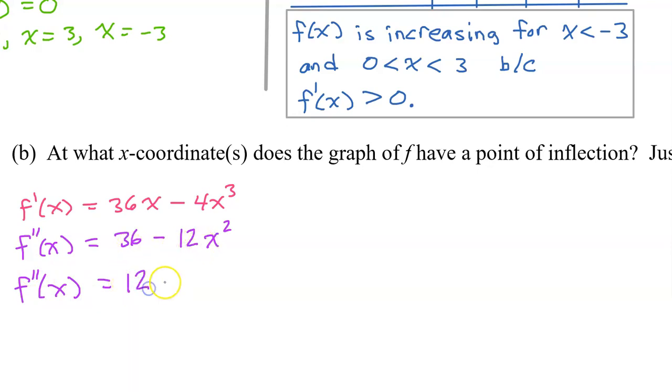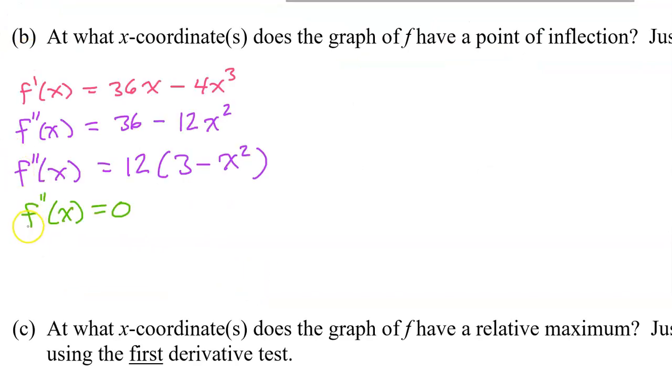So let's go ahead and factor a 12 out. So that will give us 3 minus x squared. We need to know where F double prime will equal 0. 12 cannot equal 0, so that means 3 minus x squared must equal 0. Adding x squared to both sides, we have 3 is equal to x squared. And then taking the square root of both sides, we get x is equal to plus or minus the square root of 3.